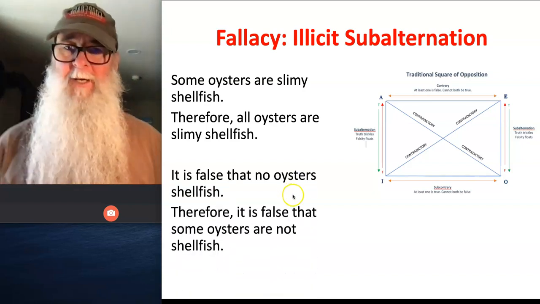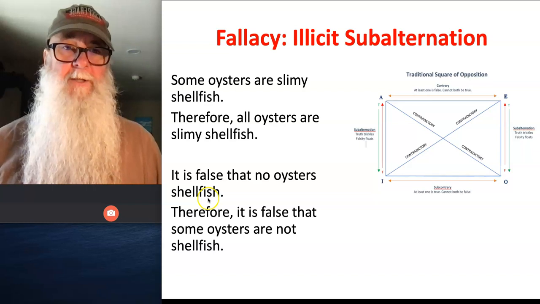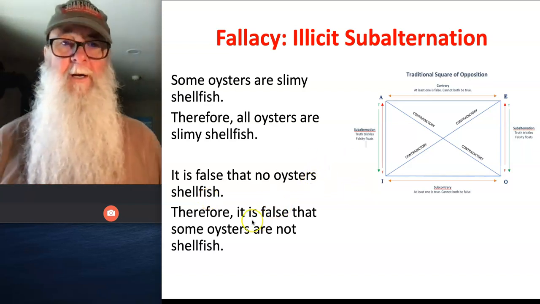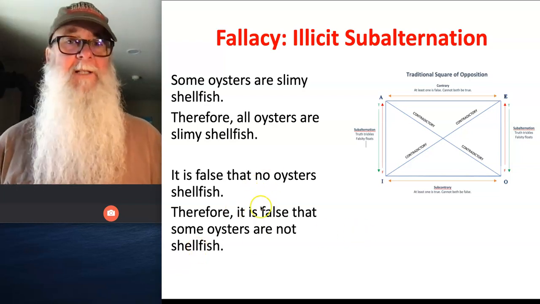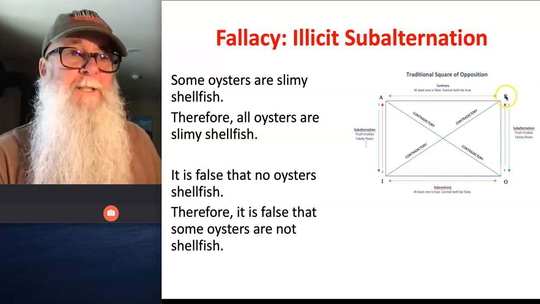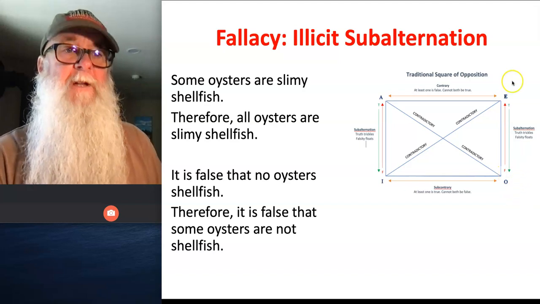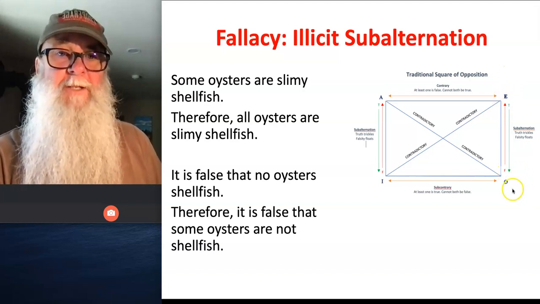So when you look at this argument here, it is false that no oysters are shellfish. I guess I'm missing the word "are" here. Therefore, it is false that some oysters are not shellfish. This doesn't work. This is invalid because falsity doesn't trickle down from an E statement to a corresponding O statement.